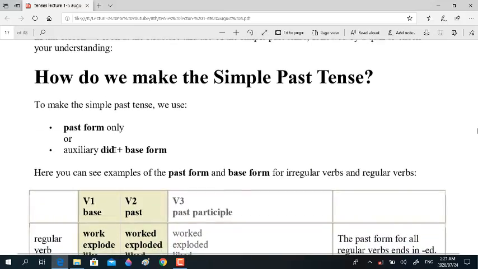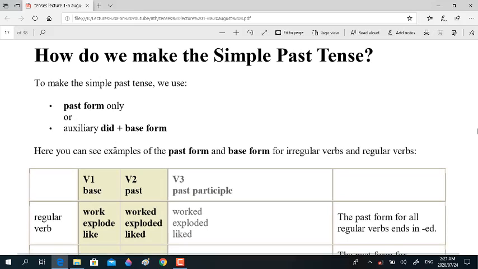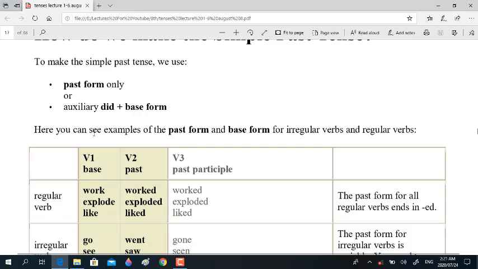First look at the structure. How do we make the simple past tense? To make the simple past tense we use the past form only, and for the structure like negative and interrogative we should go for did plus the base form of the verb.